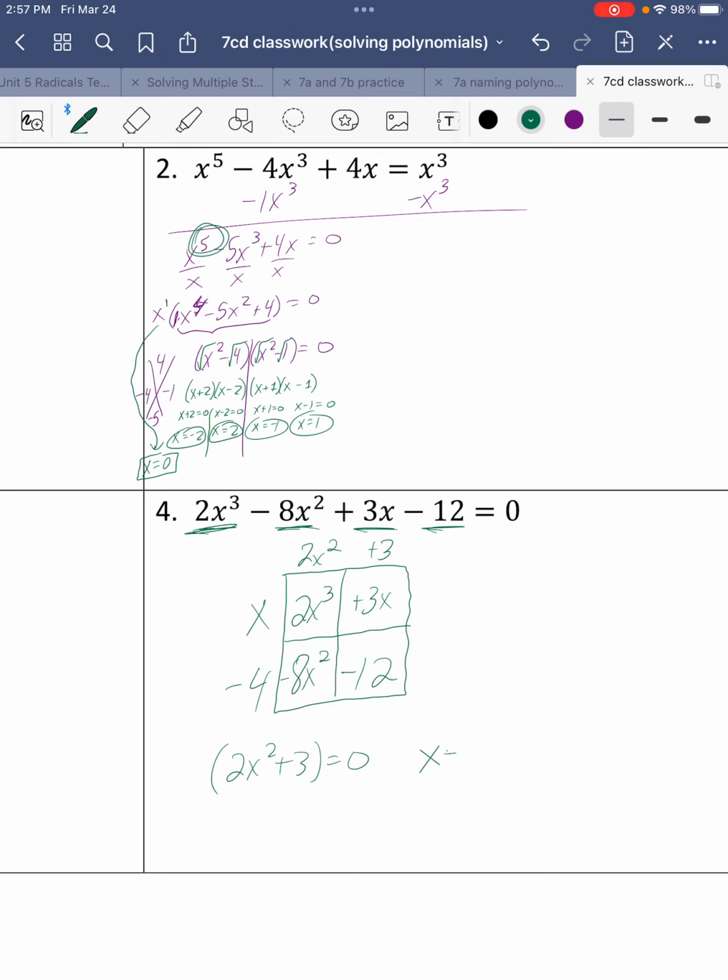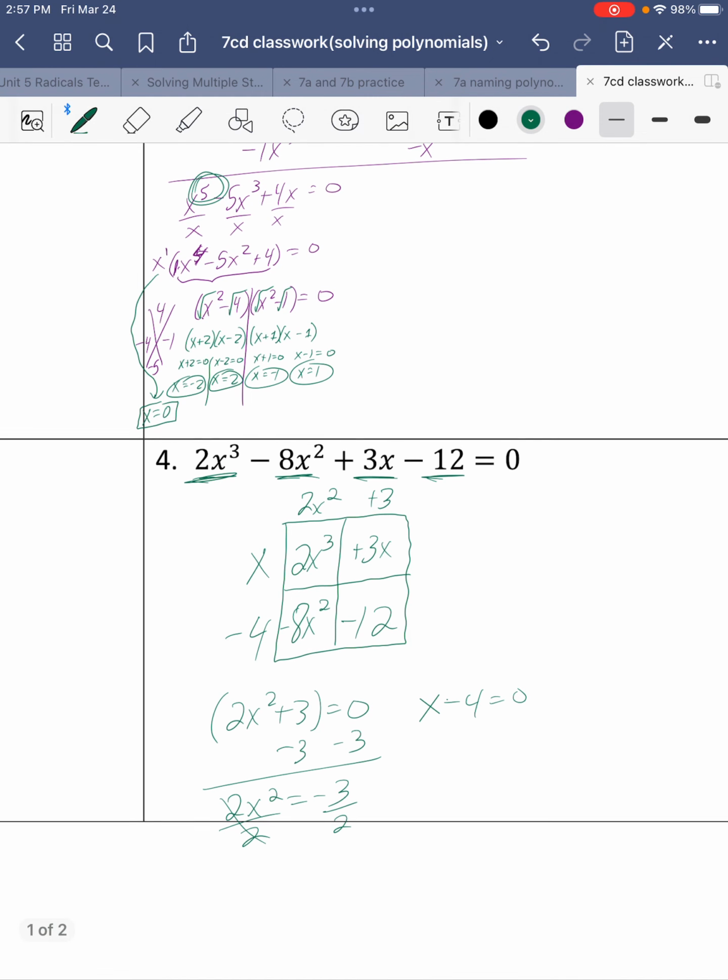So then our factors are 2x squared plus 3 and x minus 4. Set them equal to 0. The first one, we solve this, it's going to be a little bit lengthy. Divide by 2, and everything looks great so far. But then here's where it's going to go a little strange. When you square root, which is great, you have a positive negative.